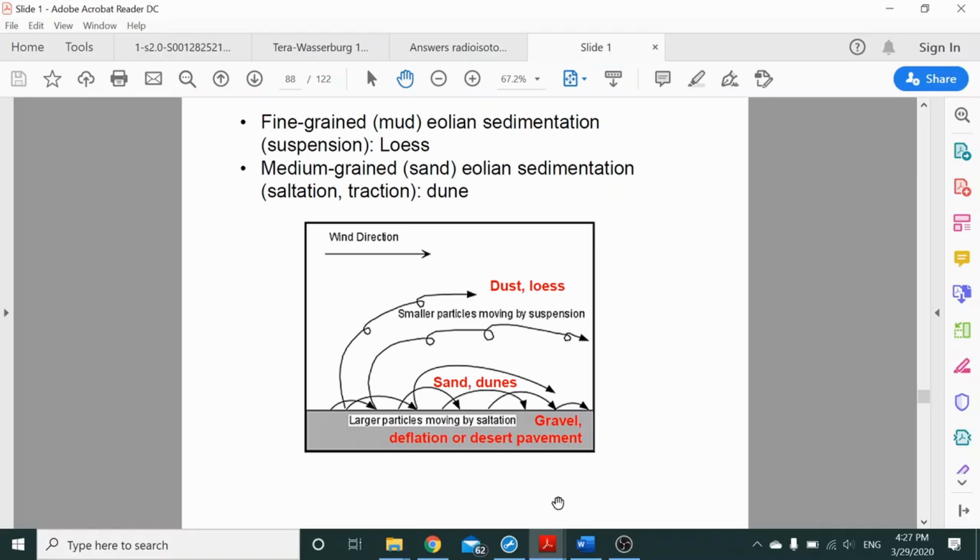Okay, Eolian deposition is like fluvial deposition. The sediments include fine-grained suspended load and relatively large-grained bed load, which in this situation is the sediment that travels near the ground. As you can see, similar to the fluvial deposition process, the sand sediment travels in saltation and traction motions near the land surface, while suspended load, dust and loess, travel up in the air and can travel for thousands of miles.